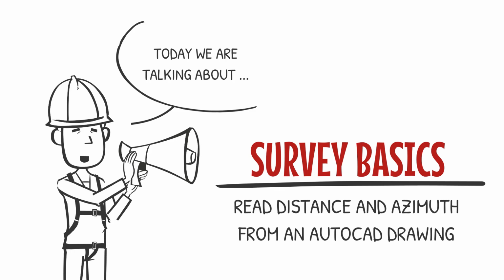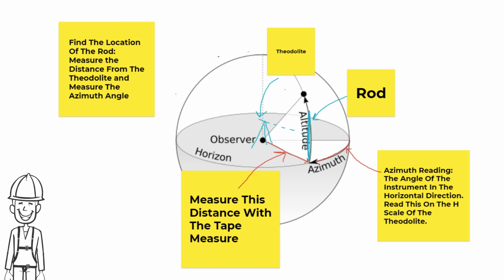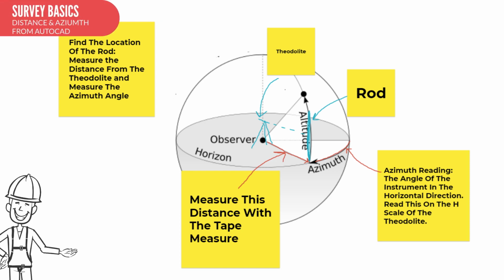Today, we're talking about finding distance and azimuth readings from an AutoCAD drawing. Let's review. You can locate a point by knowing how far it is from the theodolite and by knowing the angle reading. The angle reading is called the azimuth reading. Now, let's check a drawing that has already been made in AutoCAD. We can get the distance and azimuth for the corner points on the property line.